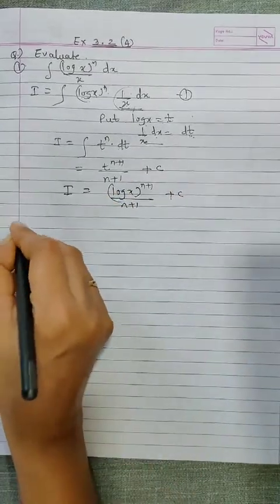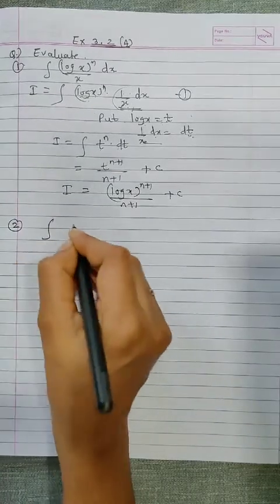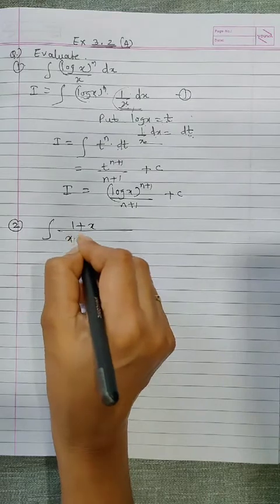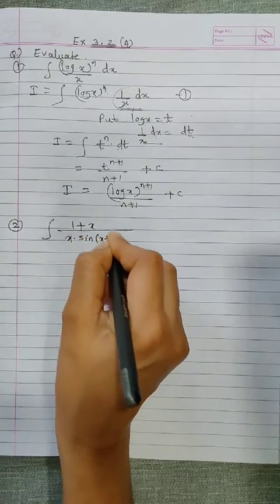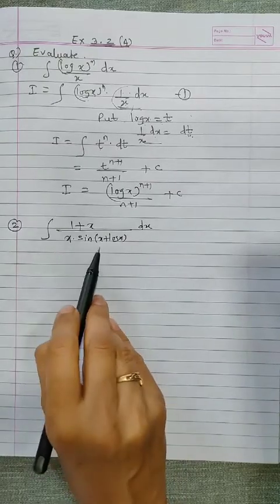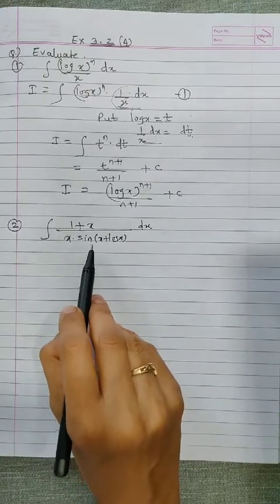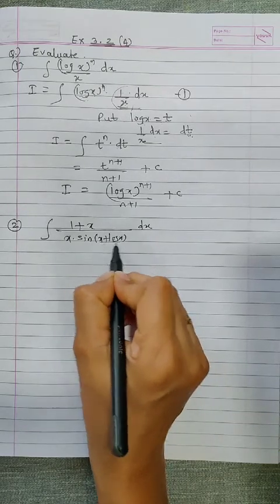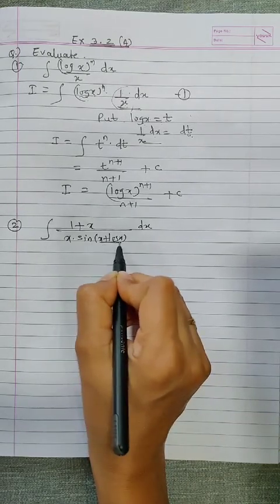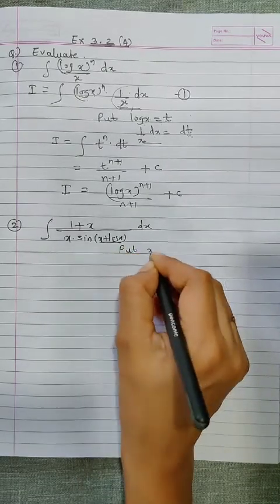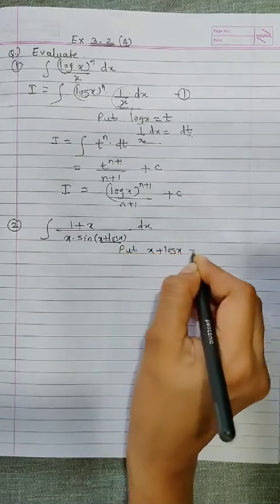Now let us take a second example, integration of 1 plus x upon x into sine of x plus log x dx. Now students, directly we cannot solve this example, so we will apply the substitution method. Now see here, sine of x plus log x, we cannot solve this integration directly, so I will put x plus log x equal to t.